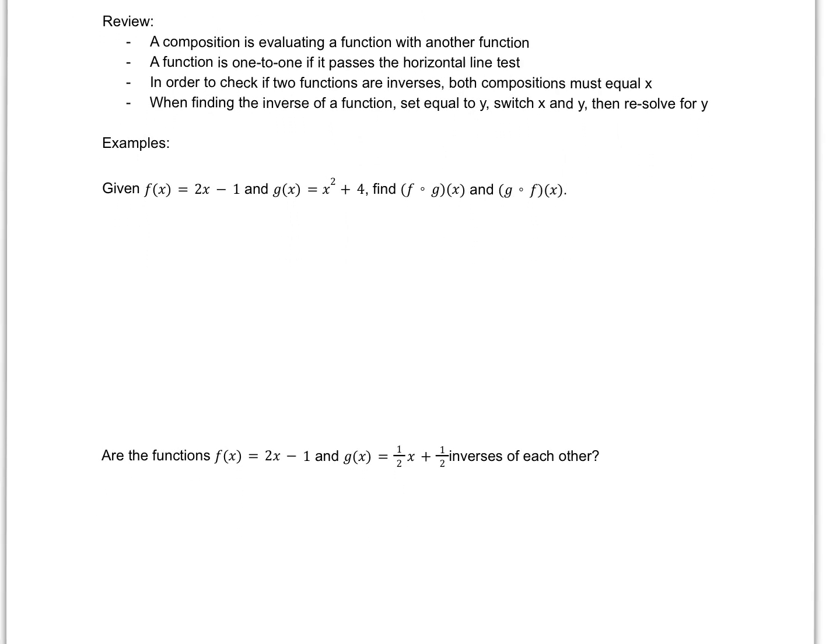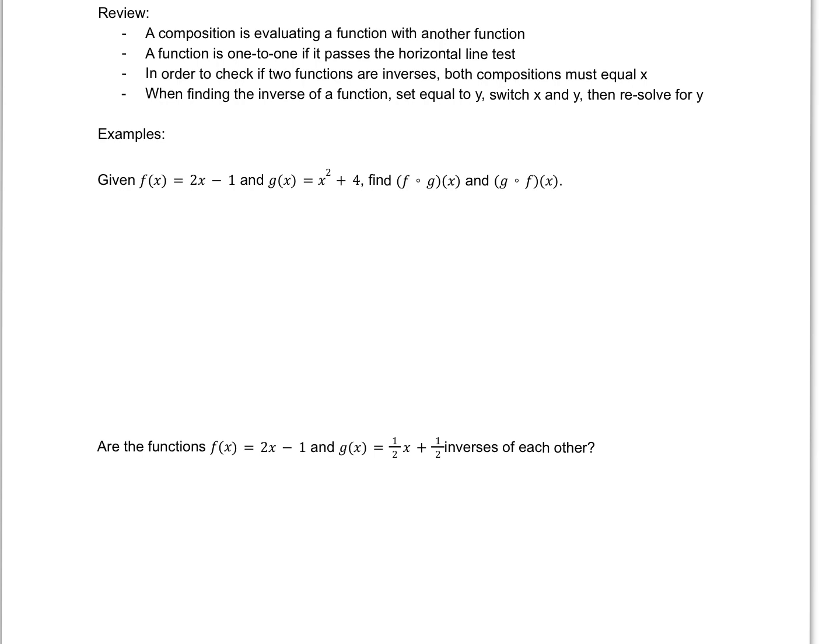So in our examples, I'm going to start with composition. In the first problem, we're given the equations f of x is 2x minus 1, and g of x is x squared plus 4. And we want to find f of g of x and g of f of x.